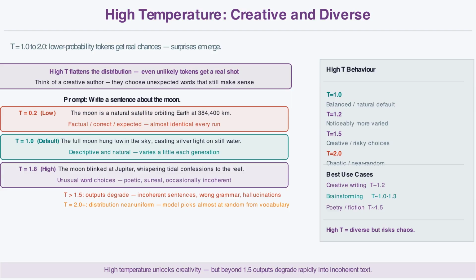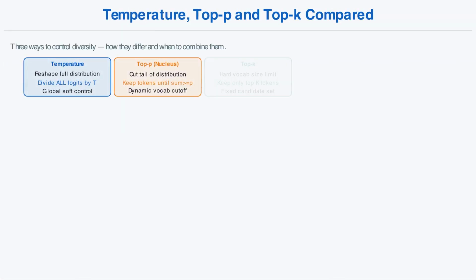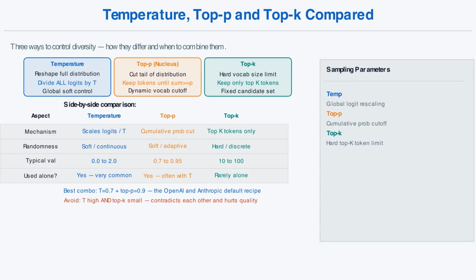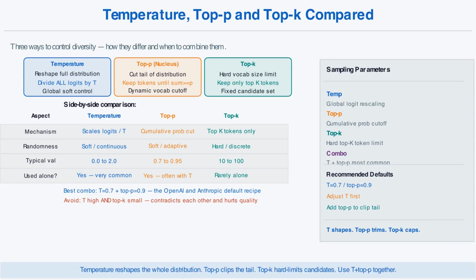But there is a risk zone. Beyond 1.5, outputs start to degrade: incoherent sentences, wrong grammar, strange hallucinations. At 2.0, the distribution is nearly uniform and the model picks almost at random. Temperature is not the only parameter that controls output diversity. It has two close relatives, top P and top K. Let us understand how they differ.